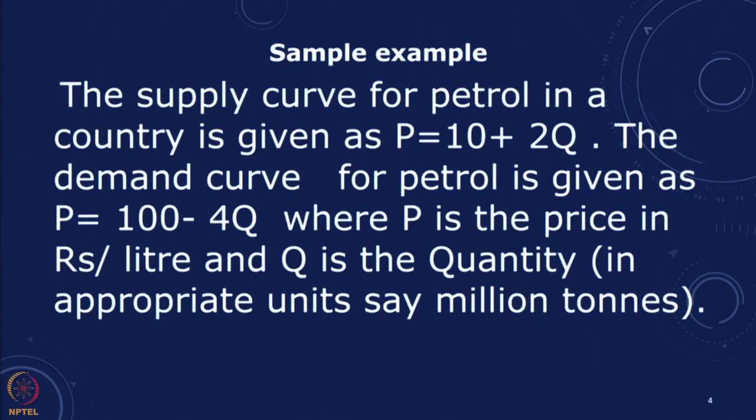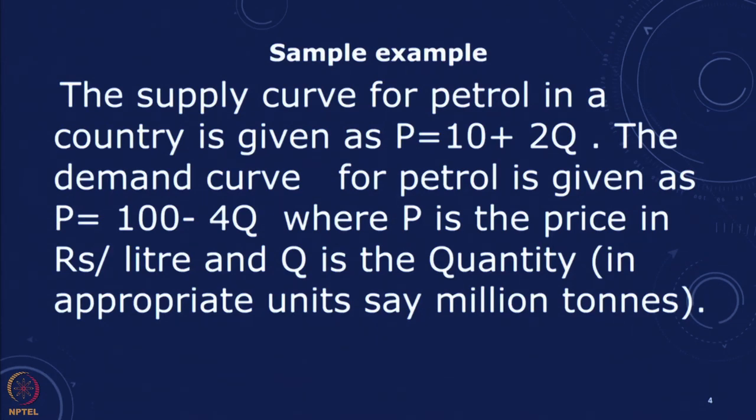We have a supply curve for petrol in a country where the price is given as P = 10 + 2Q. So it's a linear supply curve, and obviously if the price is more, the producers will be willing to supply more. The demand curve on the other hand is given as P = 100 - 4Q, where Q is the quantity. Let us say that P is the price in rupees per liter.